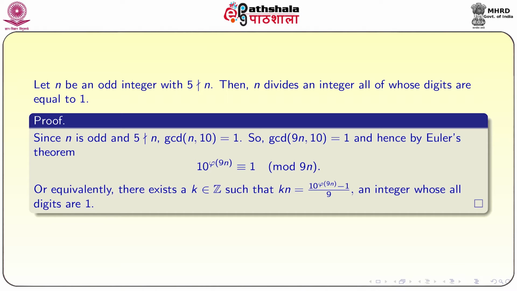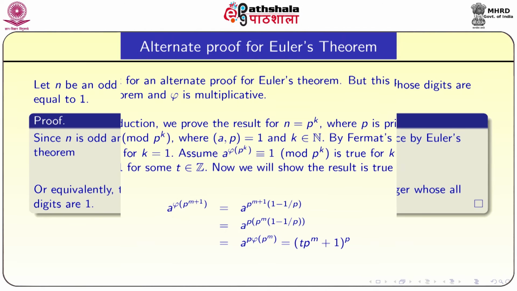That is, 10^φ(9n) is congruent to 1 mod 9n, or equivalently there exists an integer k in Z such that k n = (10^φ(9n) - 1)/9, an integer all of whose digits are equal to 1. So, hence we got the result, that means n divides an integer all of whose digits are equal to 1.